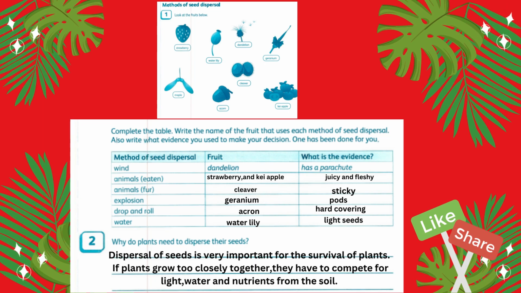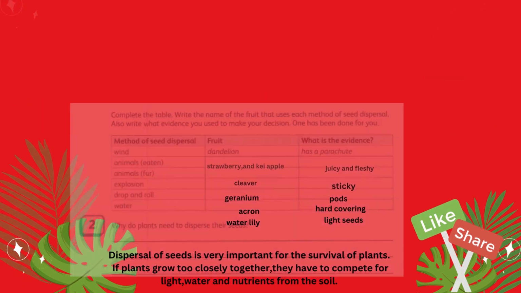Why do plants need to disperse their seeds? Or seed dispersal, importance of seed dispersal. Dispersal of seeds is very important for the survival of plants. If plants grow too closely together, they have to compete for light, water, nutrients, and space.